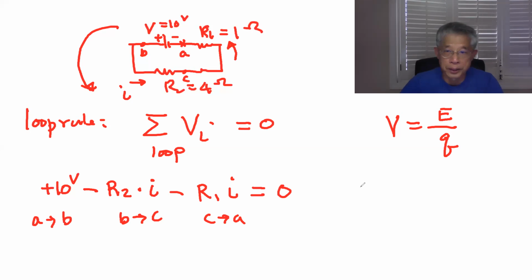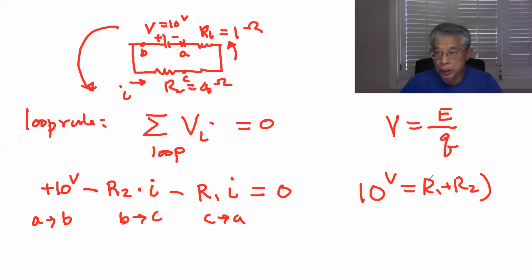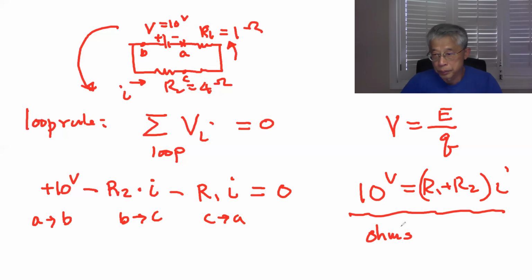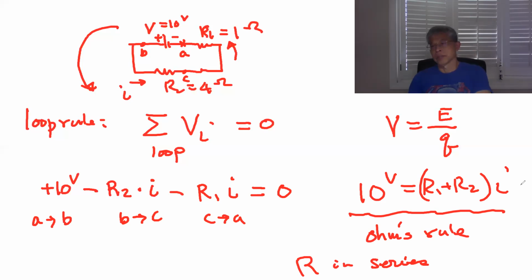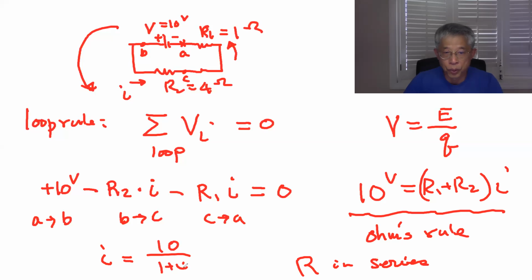So what does that tell us? That says that 10 volts is equal to R1 plus R2 times I. So this is basically combining Ohm's law and also the series, the resistors in series together. Then you can solve for your I, which is equal to 10 over 1 plus 4, which is equal to 2. Okay, so that's the loop rule.